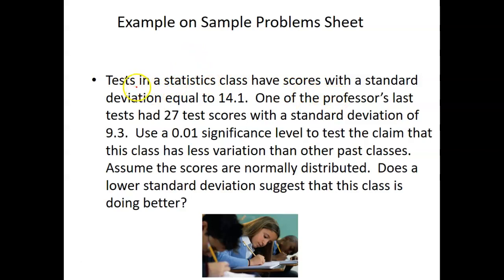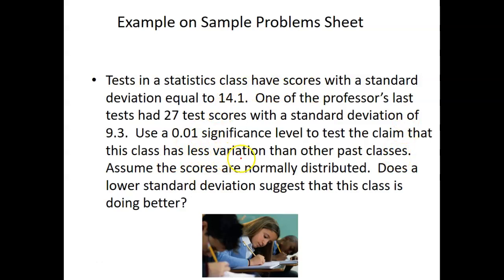Okay, here's our next problem. Tests in a statistics class have scores with a standard deviation equal to 14.1. One of the professor's last tests had 27 test scores with a standard deviation of 9.3. Use a 0.01 significance level to test the claim that this class has less variation than other past classes.